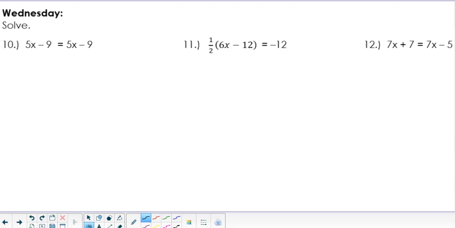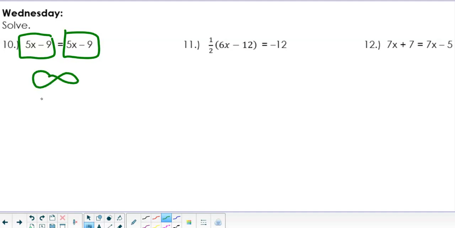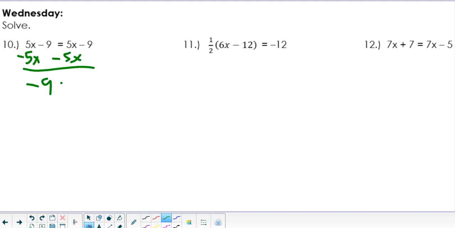The next section asks us to solve these equations. Now, do you notice something right away about question 10? I notice that the left and the right sides are a perfect match. That means there are infinite solutions. But another way you could solve this is to subtract 5x from both sides and see that we have no x's left, but we have a true statement. Now, when something is a true statement, that's infinite solutions.